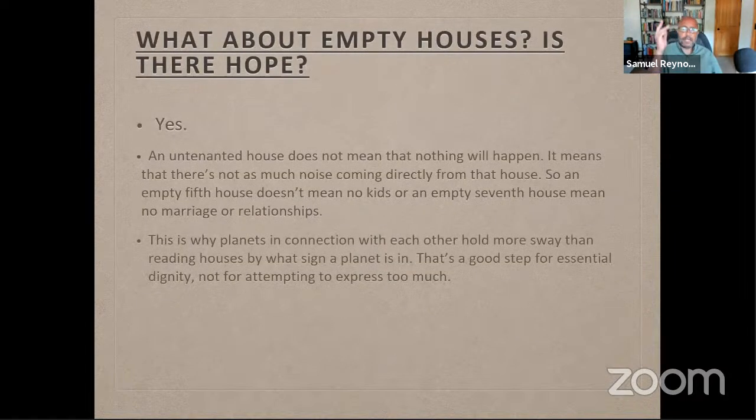So again, I've already answered this question, but just to anticipate it, what about empty houses? Is there hope? Yes. It does not mean that if you have no planets in the 5th house or the 7th house, 5th house related to children, 7th house related to partners, that you have no prospects related to that, because you have a ruler, a landlord, someone who's looking over that particular part of the chart. This is why I say planets in connection with each other hold more sway than reading houses by what sign a planet is in.